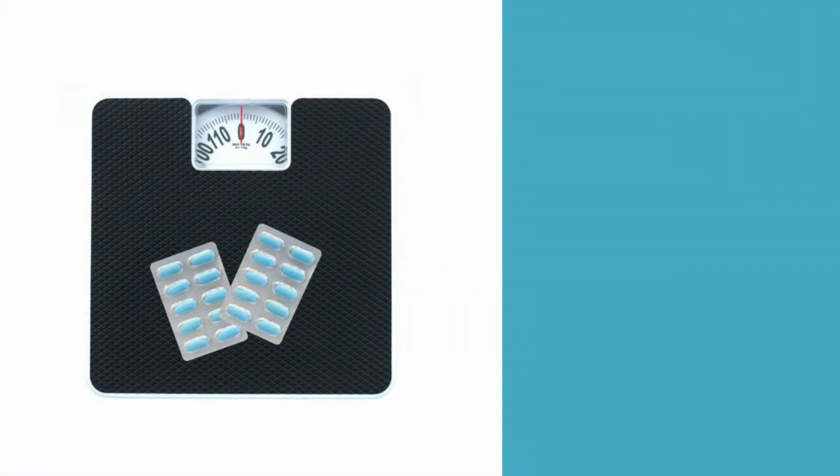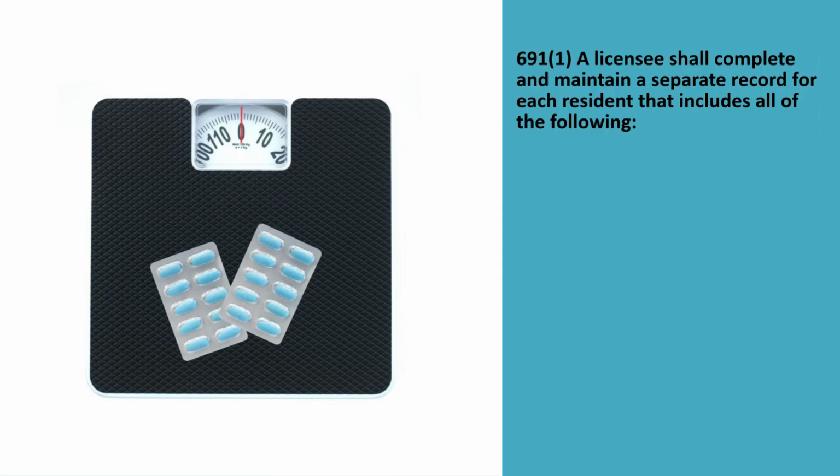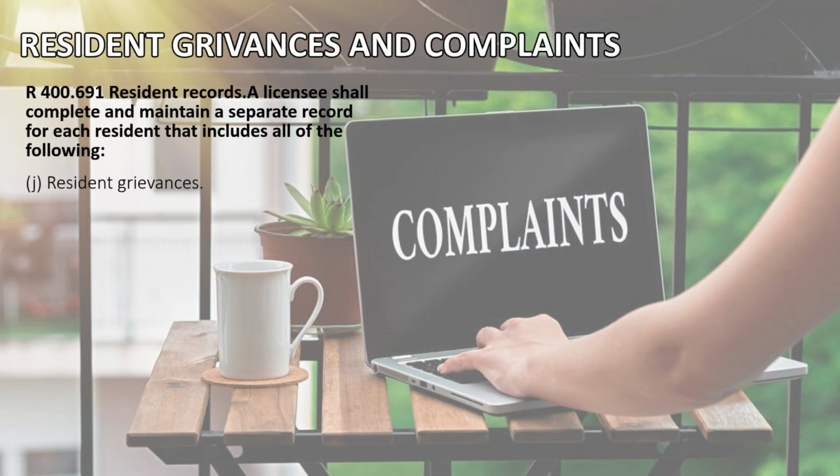Moving on to resident weight records. A licensee shall record the weight of a resident upon admission and monthly thereafter. During inspections and investigations, the consultant will review weight records for significant weight losses and gains, and follow up with licensees as needed. Let's discuss required documentation regarding resident grievances.